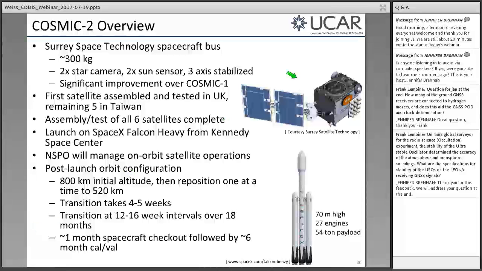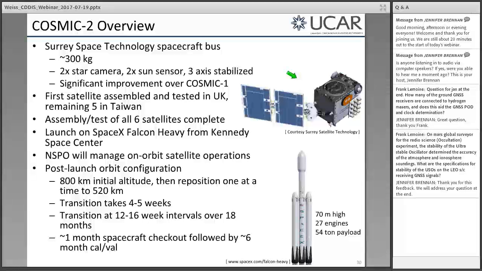On the right, we have a picture of the Cosmic 2 satellite. This is a Surrey Space Technology bus. It weighs about 300 kilograms. It's got good star cameras and sun sensors, good attitude stabilization. And so we're looking forward to this. This will be very improved in terms of attitude control and just general quality, we think, relative to Cosmic 1. This is not a demonstration mission, but actually an operational mission.